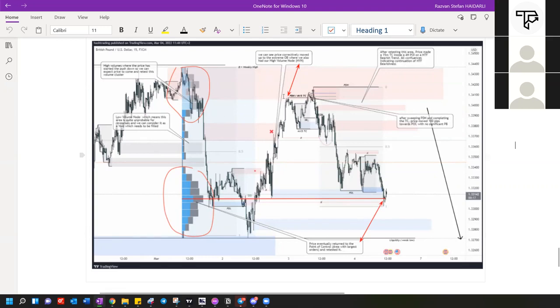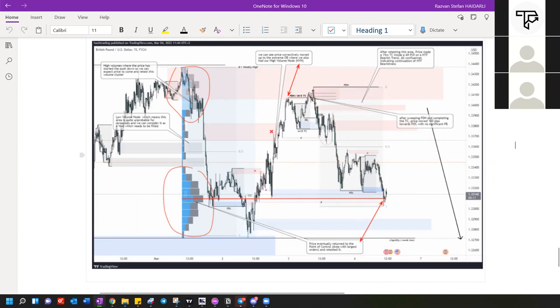Here we had a sweep of liquidity of the previous daily high. We had a 15-minute TC, which indicated that clearly, this was a 4-hourly OB. So we were in a 4-hourly OB with a M15 TC. That's all we need to indicate that we're continuing with the higher time frame bearishness. And the price started flushing down.